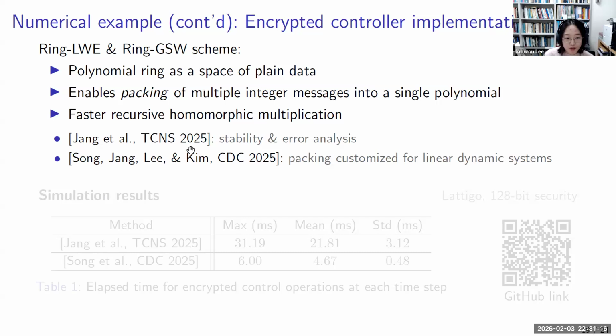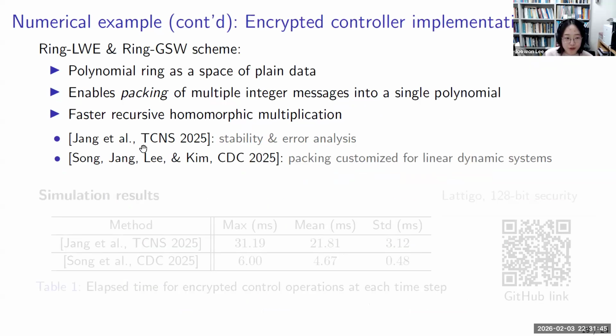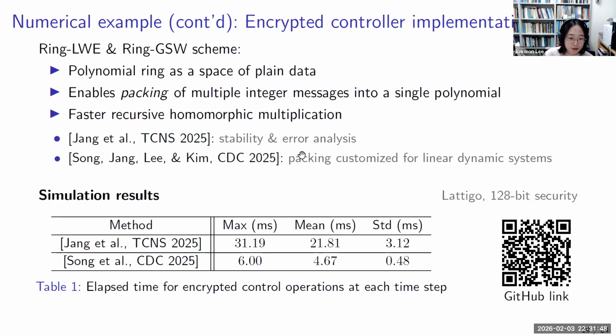These papers, which I'm also part of, use the Ring-LWE plus Ring-GSW scheme to efficiently implement encrypted controllers and analyze their performance. We actually encrypted the eighth order controller here, this one, using the methods of these two papers. And the result was like this.